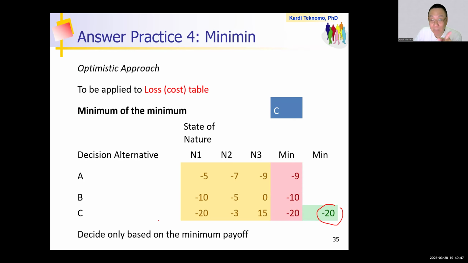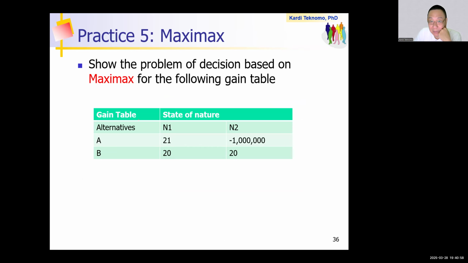So show in here what is the max. This is a gain table, so you use max. What is the max here?